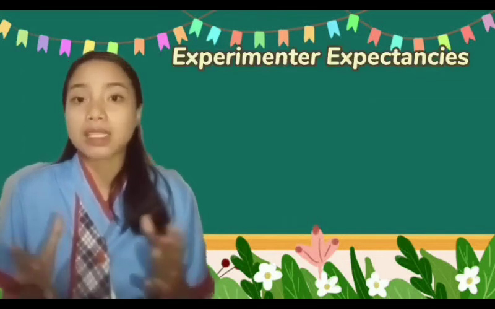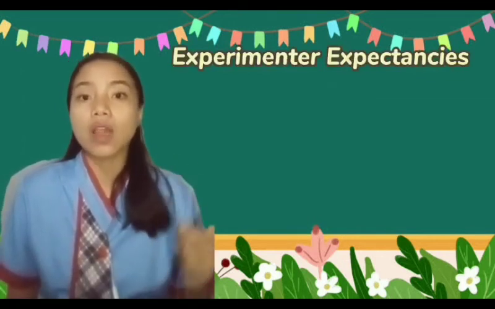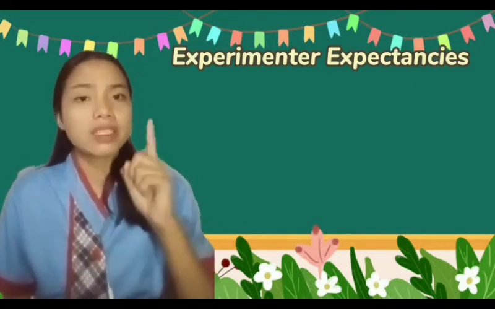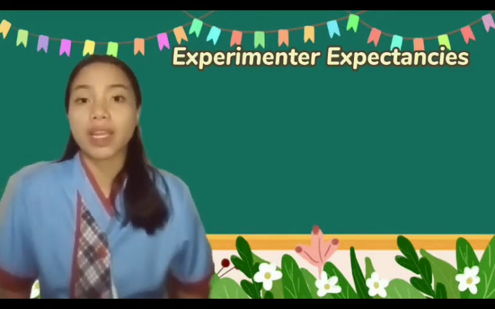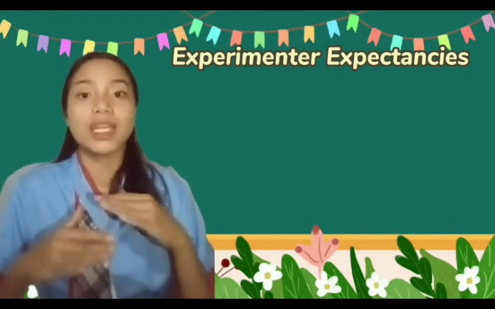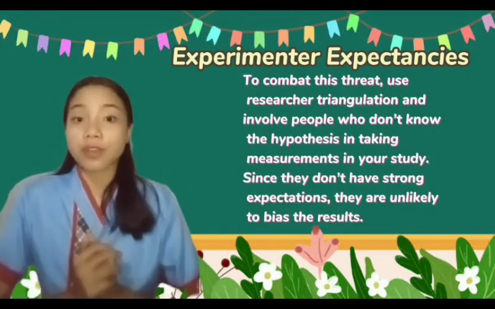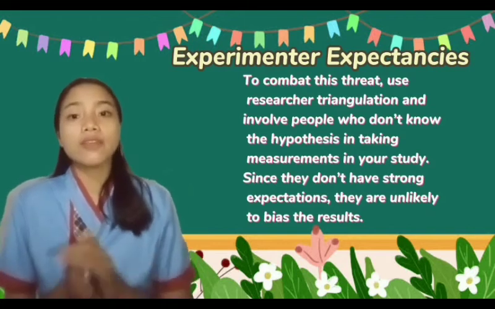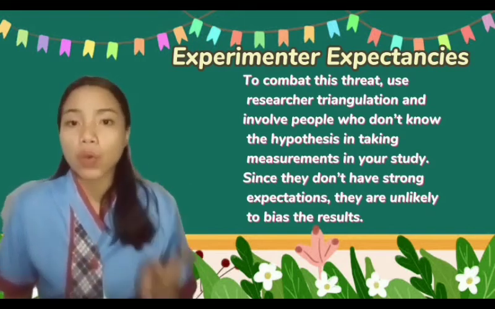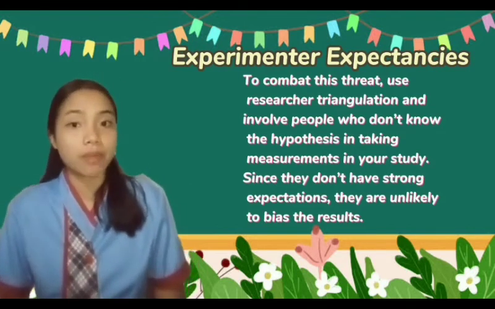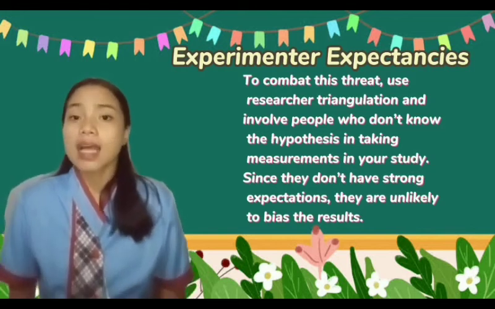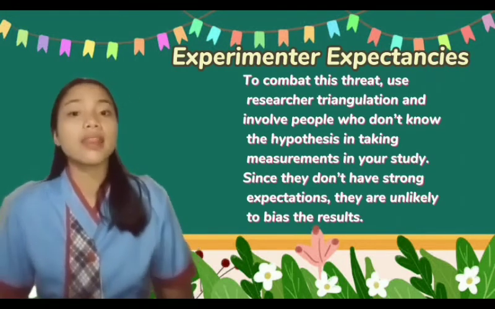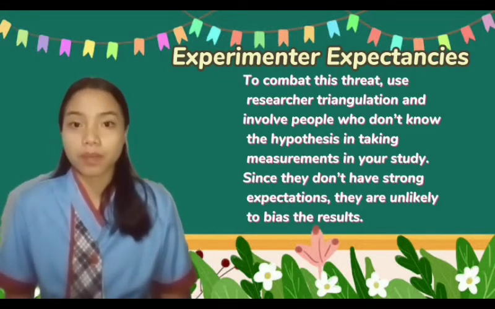Experimenter expectancies is all about a study which can bias your results. It's best to be aware of this research bias and take steps to avoid it. To combat this threat, use researcher triangulation and involve people who don't know the hypothesis in taking measurements in your study. Since they don't have strong expectations, they are unlikely to bias the results.